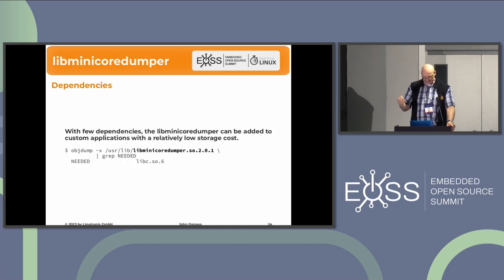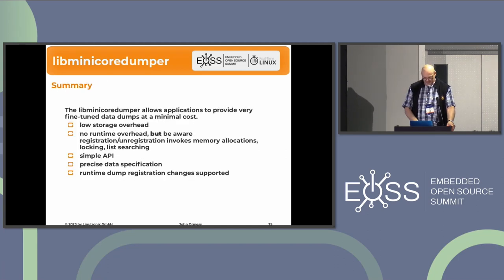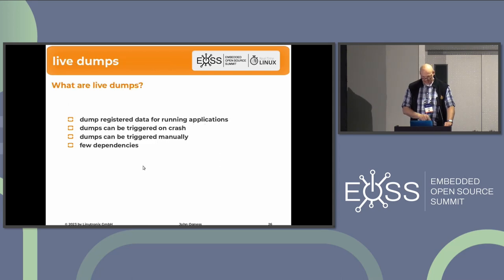Okay. Dependencies next to none for this libminicore dumper. So the summary here is you have your application, you can register additional data that you want to have. There's no runtime overhead, but obviously if you're registering and unregistering stuff, there is some overhead there because it's going to allocate some memory, add it to a linked list and things like this, right? So if you're constantly registering and unregistering data, there's going to be some overhead, but otherwise there's no runtime overhead there. And you can basically have this precise data that you want to dump. So the last component is live dumps.